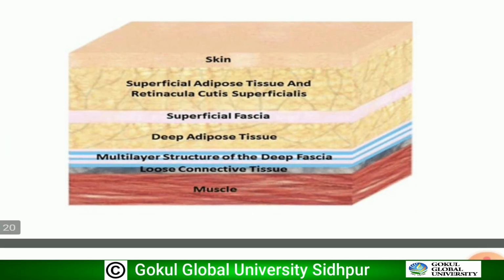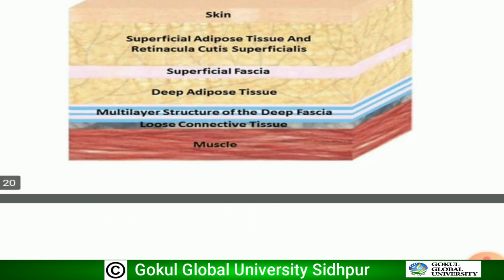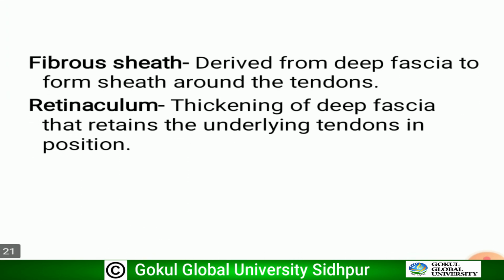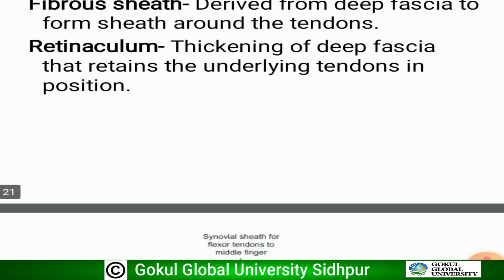In this diagram you can see skin, superficial adipose tissue, reticular cutis, superficial fascia, deep adipose tissue, multilayer structure of deep fascia, loose connective tissue, and muscle. Fibrous sheath is derived from deep fascia to form a sheath around the tendons, while retinaculum is a thickening of deep fascia that retains the underlying tendons in position.